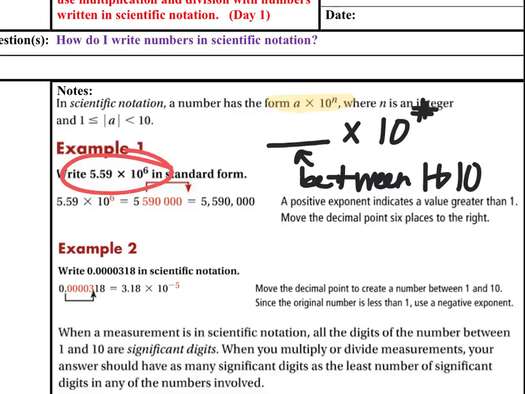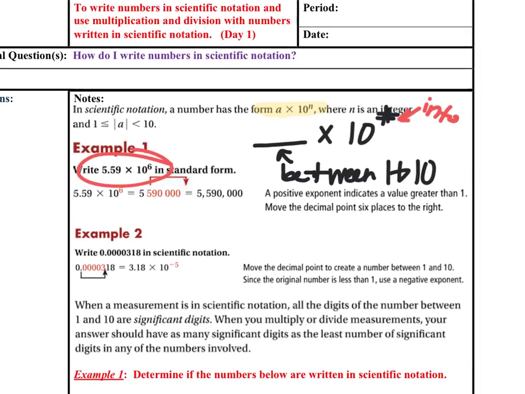So the exponent here, so we haven't completely forgotten exponents today. This guy has to be what we call an integer, which is a positive or negative whole number. So usually the first number is going to be a decimal, but the exponent cannot be.